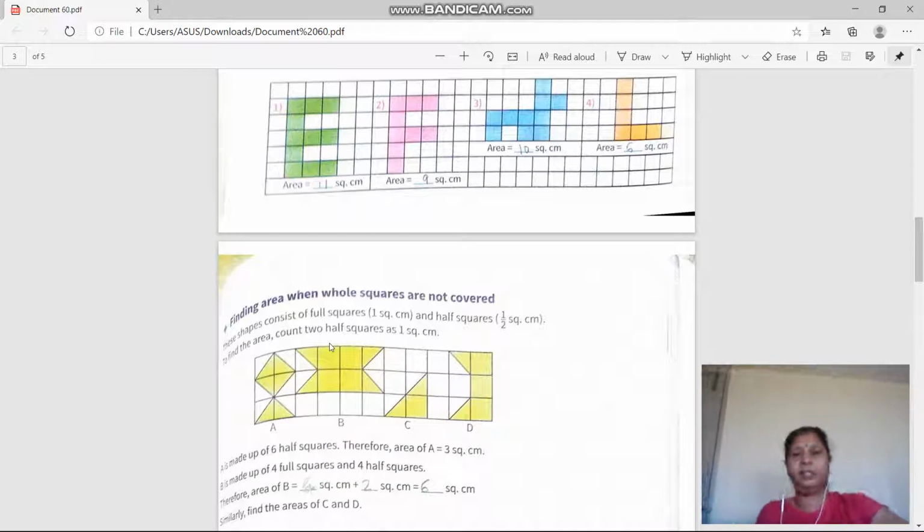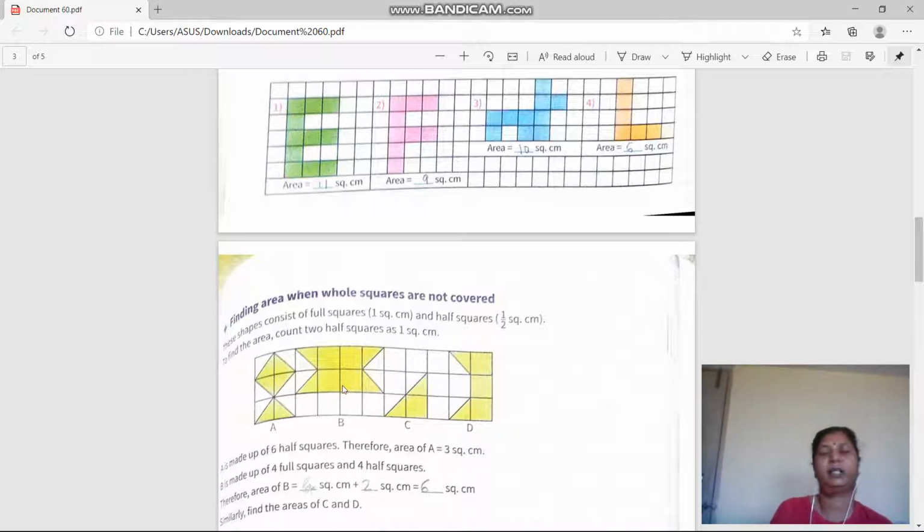Everyone, concentrate in the book on the figures shown in yellow color, where I have the cursor. First, figure A. Half and half makes 1, half and half makes 2, and these 2 halves make 3. Otherwise you can say 1, 2, 3, 4, 5, 6 halves means 3 square centimeter. Get it? Next figure, B.